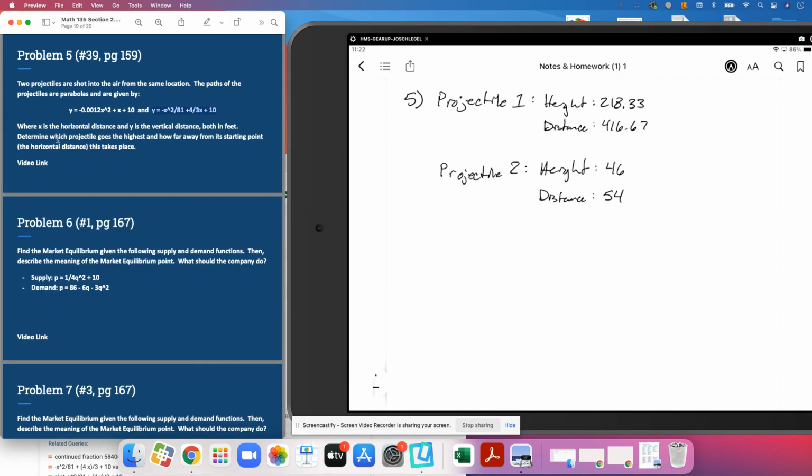So we were asked, determine which projectile goes the highest and how far away from its starting point it is when this takes place. I'm just going to highlight it, everyone. This time, projectile 1, that high and that far away from its starting point.